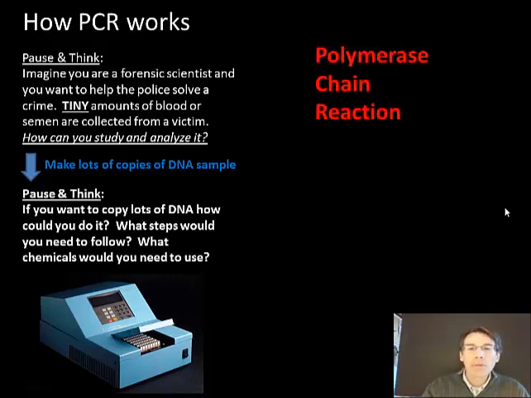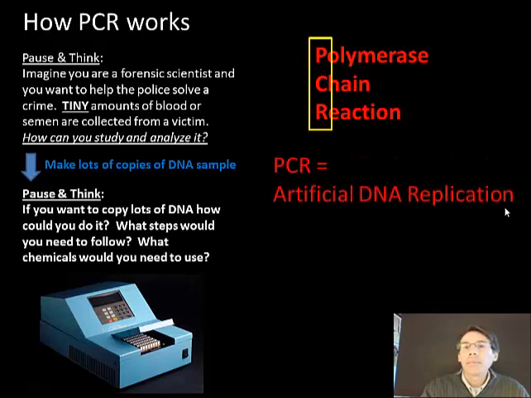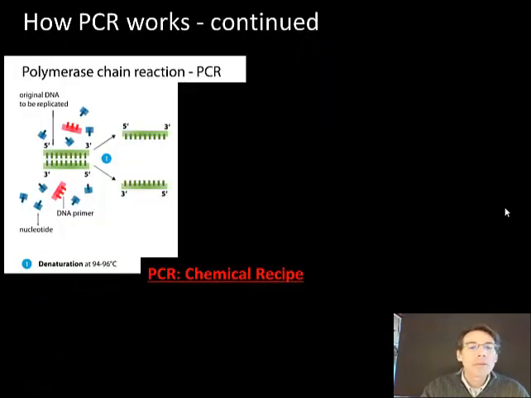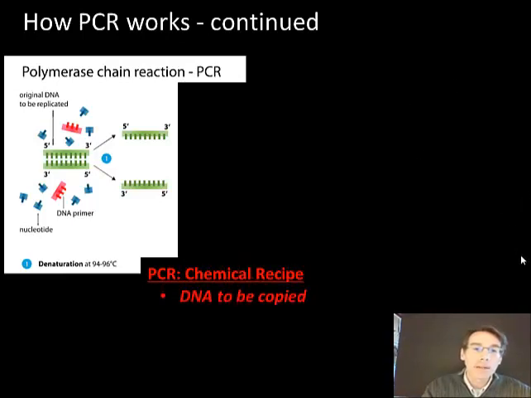So the method that's used with a thermocycler is called polymerase chain reaction, or PCR for short. And PCR is basically artificial DNA replication, where we can take a small amount of DNA and make many copies of it. The way that that process works is, first of all, we need some ingredients. The first ingredient, of course, we would need is our DNA to be copied, the DNA from the crime scene, for example. And that would be shown right here in green.